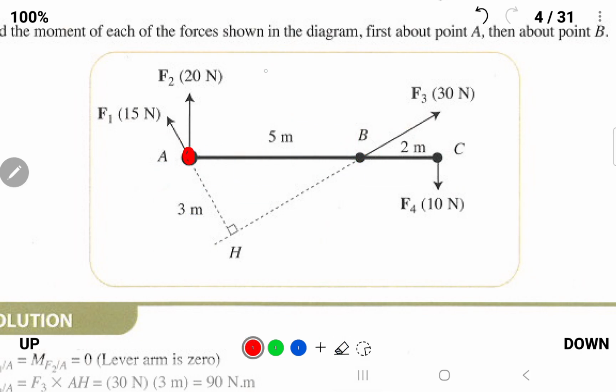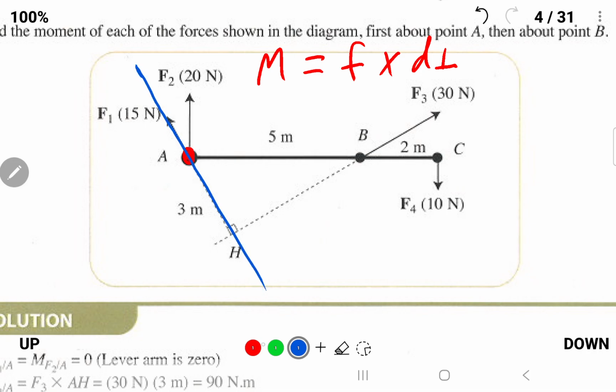In order to find the moment, moment is equal to force times perpendicular distance from the pivot. So that's the formula for moment. So to find the moment of F1 about pivot A, we draw the force like a line. And the pivot we make it a dot. Then the distance between the point and the line is the required distance here.